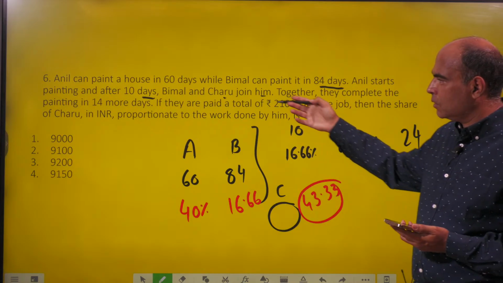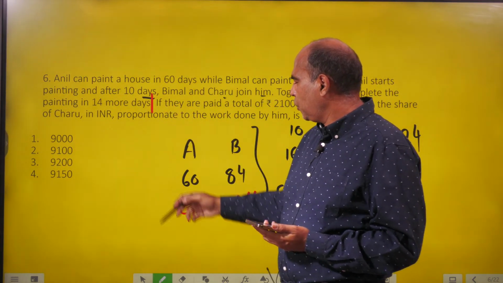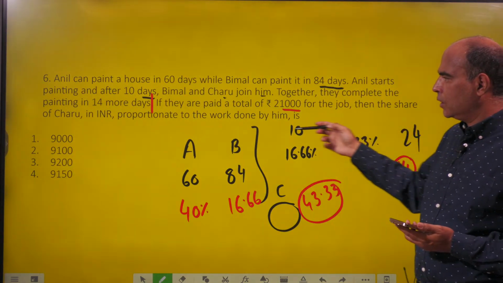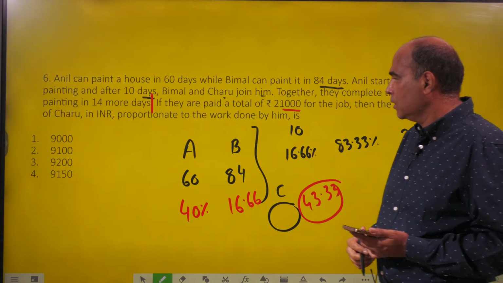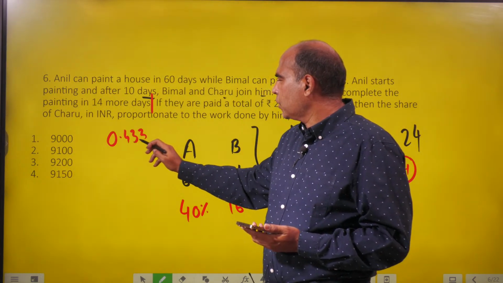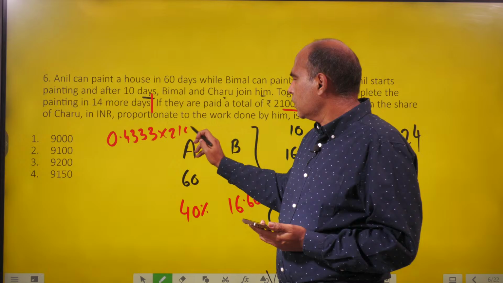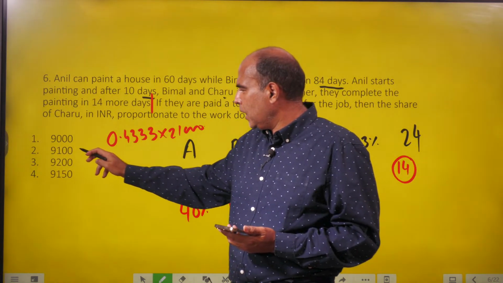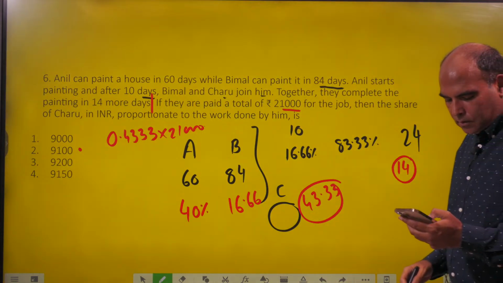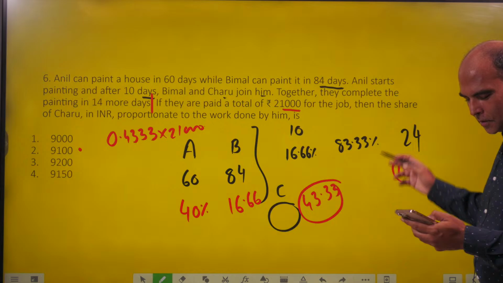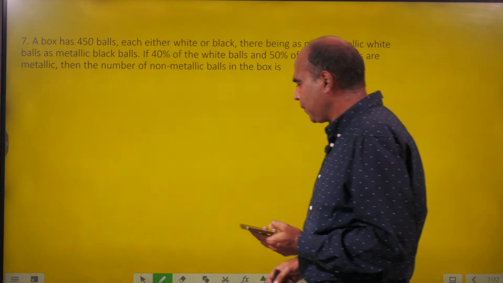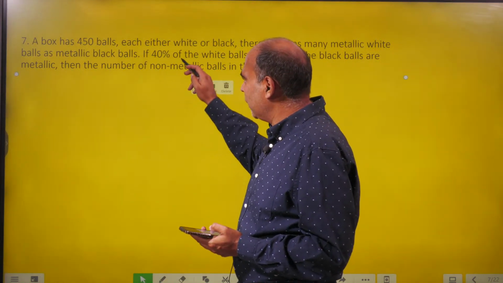You have this right at this point. Right at this point you have this reaction. And if they are paid a total of 21,000 for the job, then the share of Charu is, so the answer is 43.33%, that means 0.4333 into 21,000. I think if you do the calculation, it will come out to be 9,100, right? So this is how you get the answer. Straight, simple. 30 seconds, 45 seconds, maybe 1 minute. During the first reading, you get the answer.